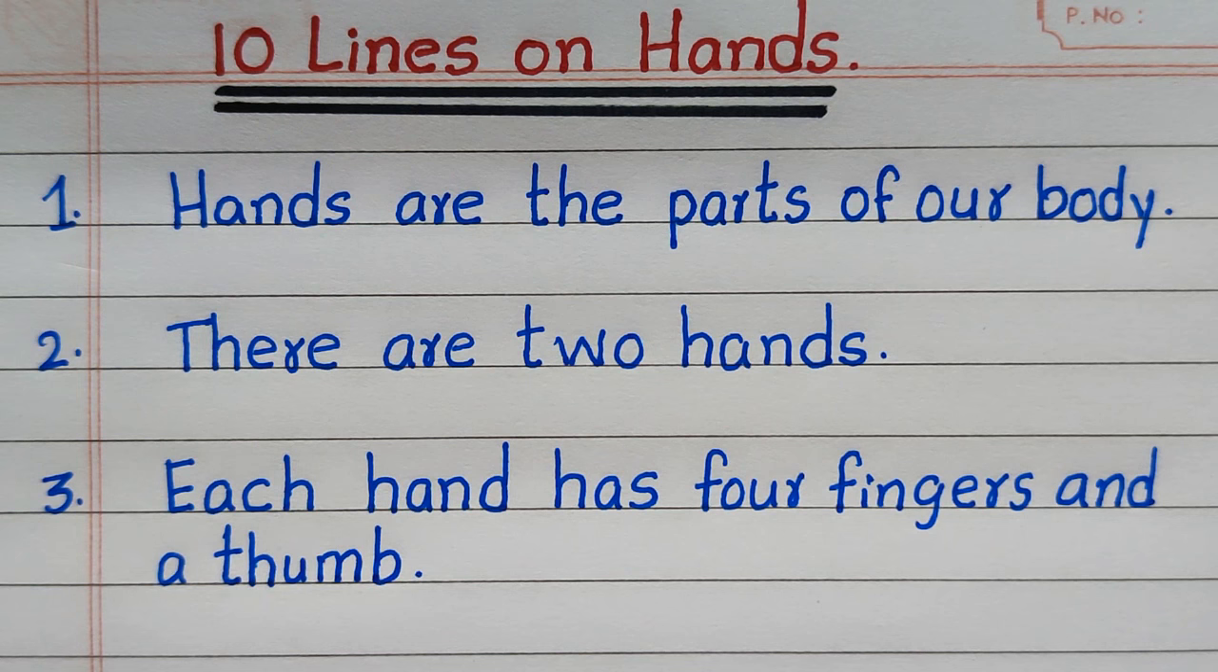Line 1. Hands are the parts of our body. Line 2. There are two hands. Line 3. Each hand has four fingers and a thumb.